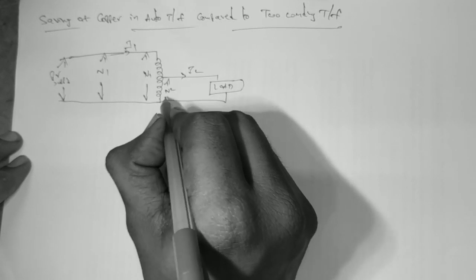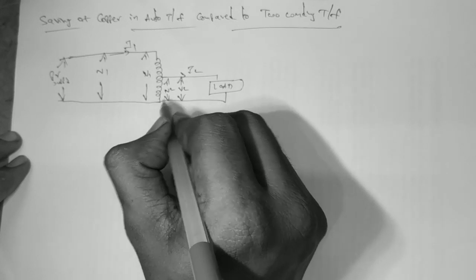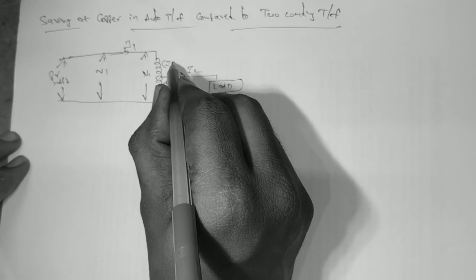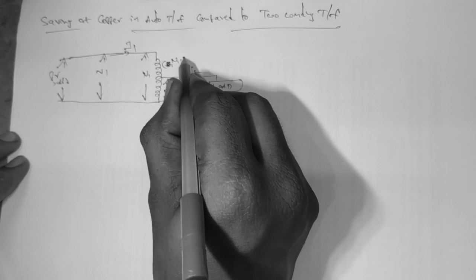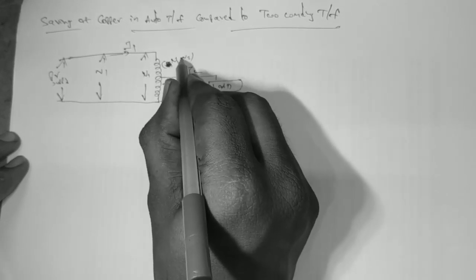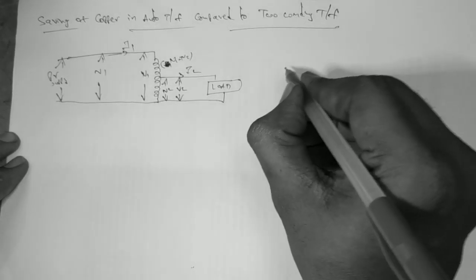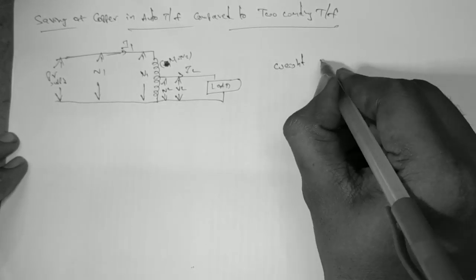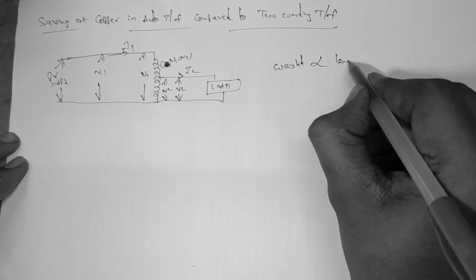I2 is the current flowing in secondary, N2 is the number of turns in secondary, and V2 is the voltage across the load. The current flowing in section AC is I1, and the number of windings across AC is N1 minus N2. That is the number of turns in section AC winding. Let B be the common point for both primary and secondary. BC is the turns in secondary winding, and AB is the number of turns in primary winding.